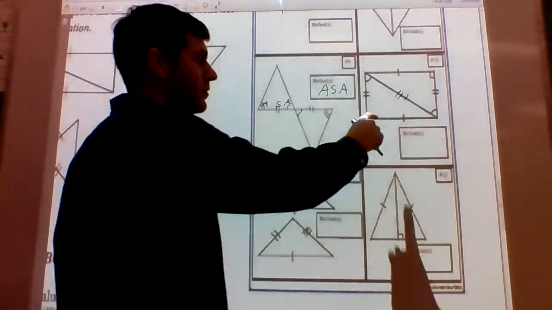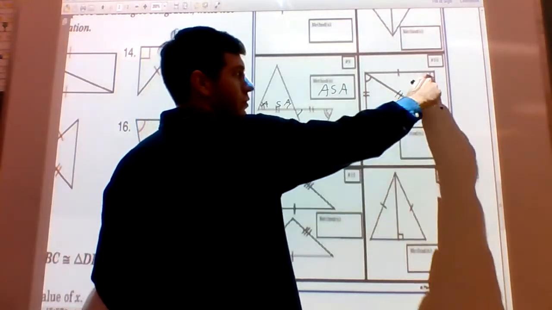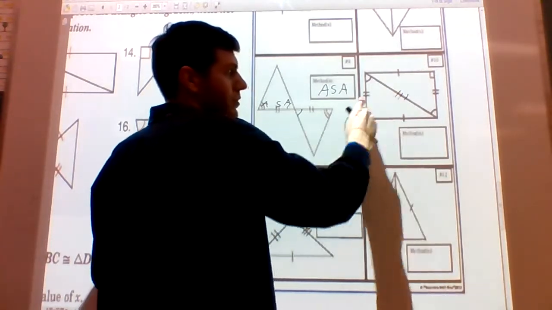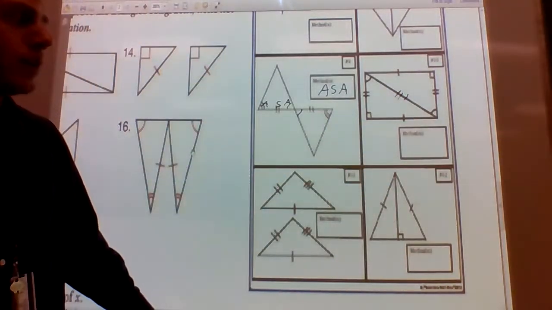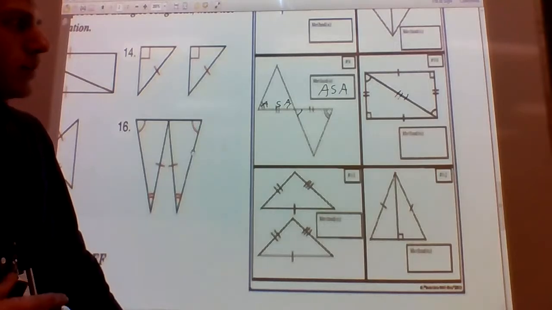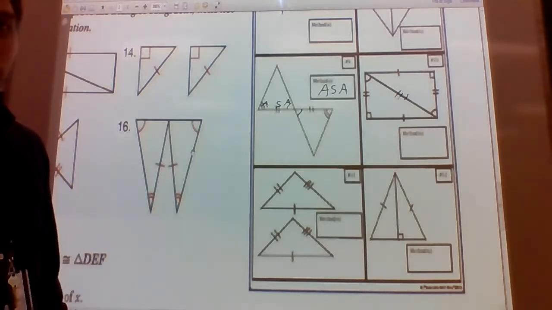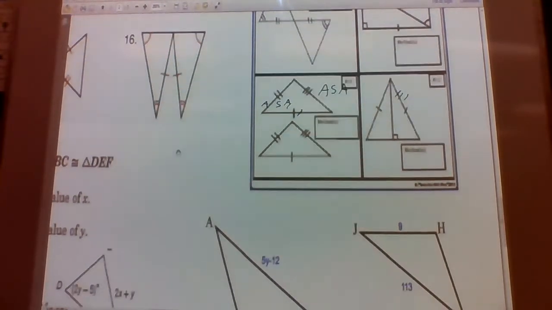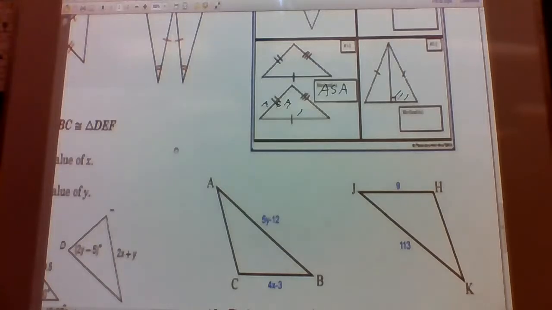We have right angles, so we have right triangles. We have a pair of legs that are congruent, and we have a hypotenuse that's congruent, so we could have done HL. So any of those five postulates would have worked on this one. Or you could say they're congruent by the definition of congruent triangles because all six corresponding parts are congruent. Okay, last two.